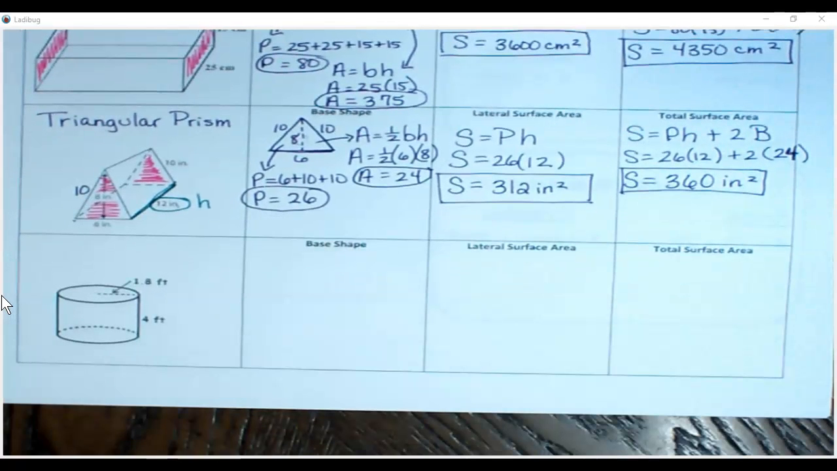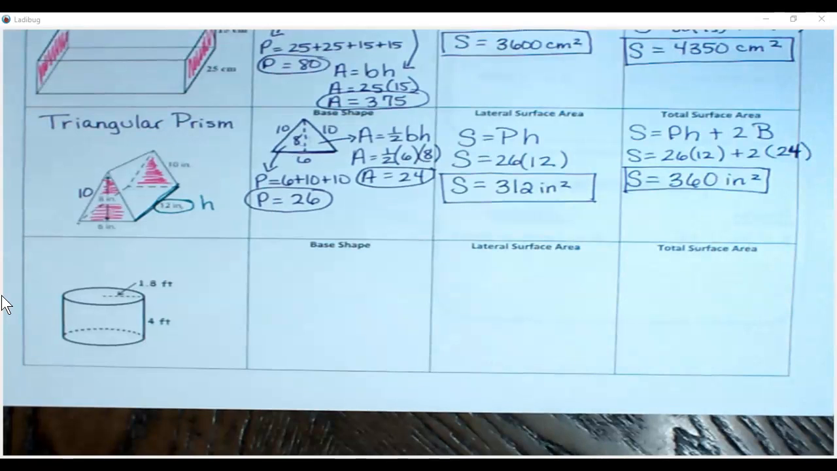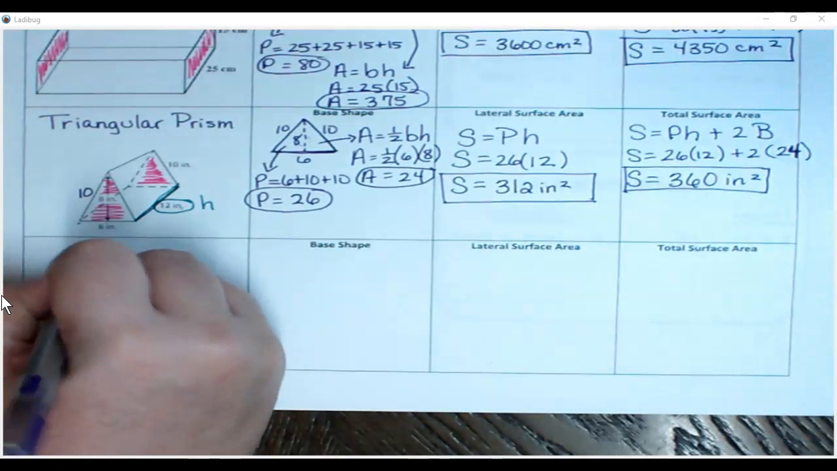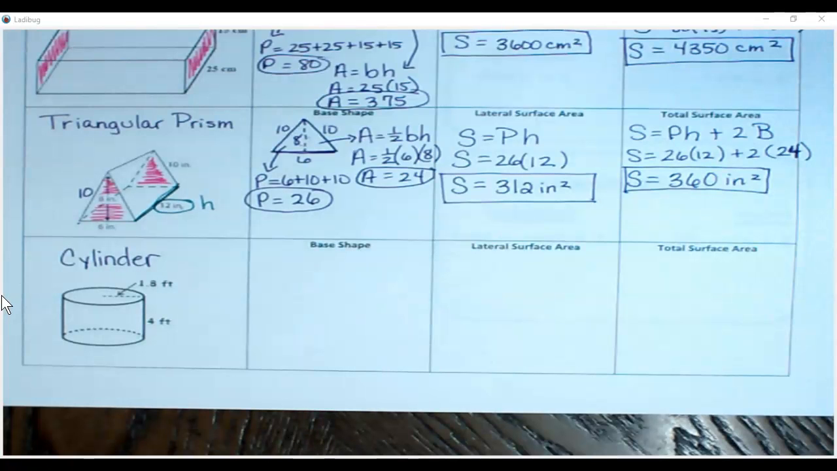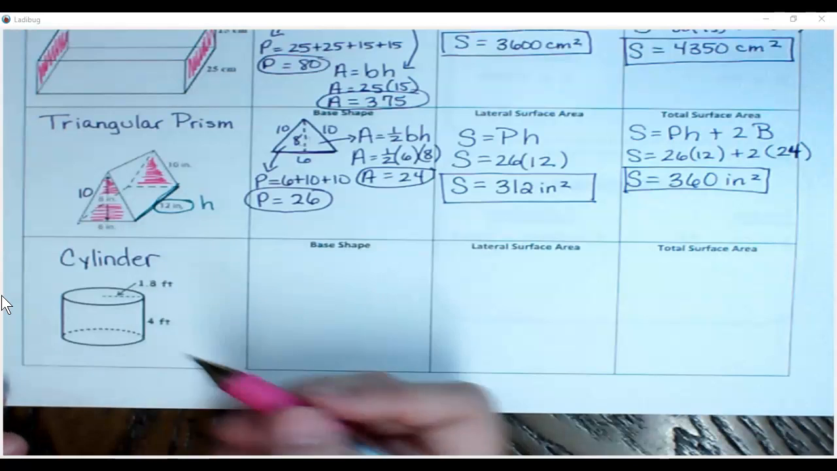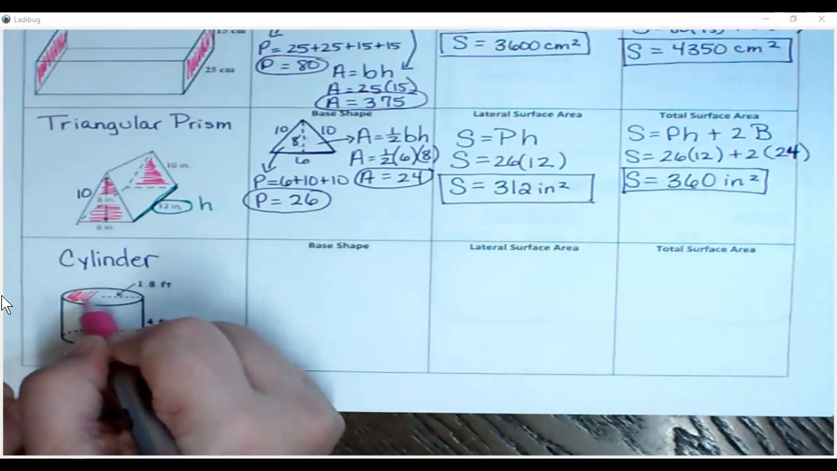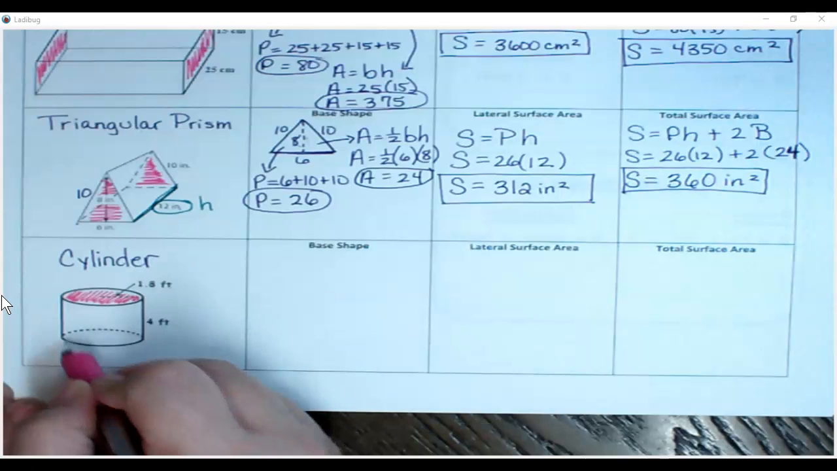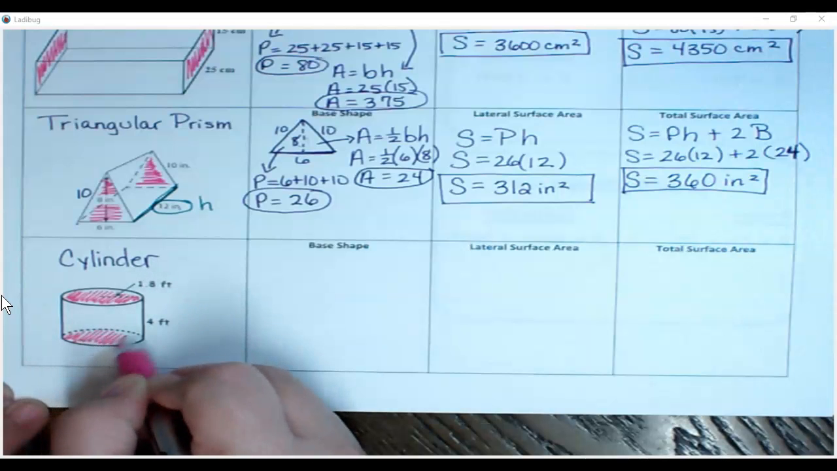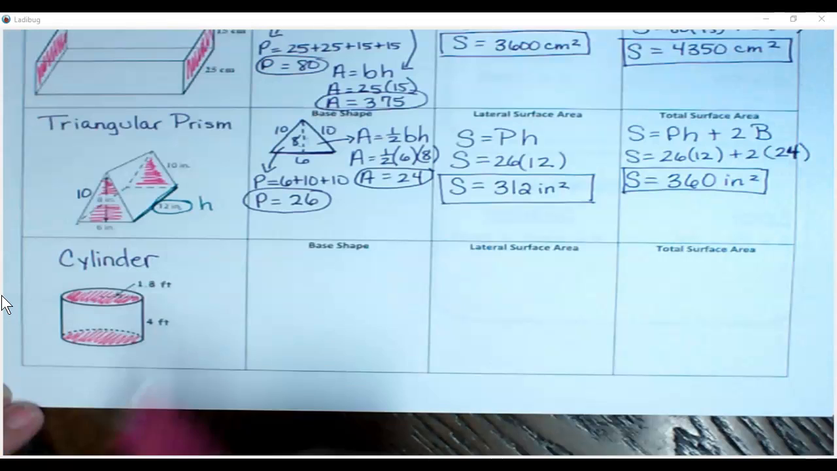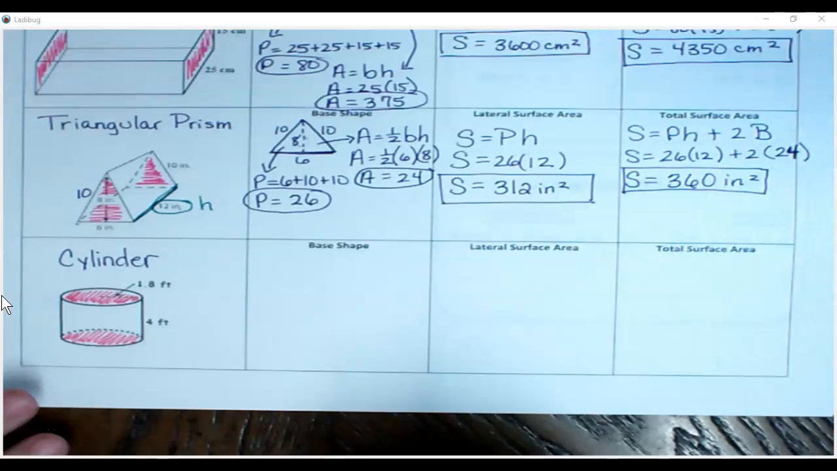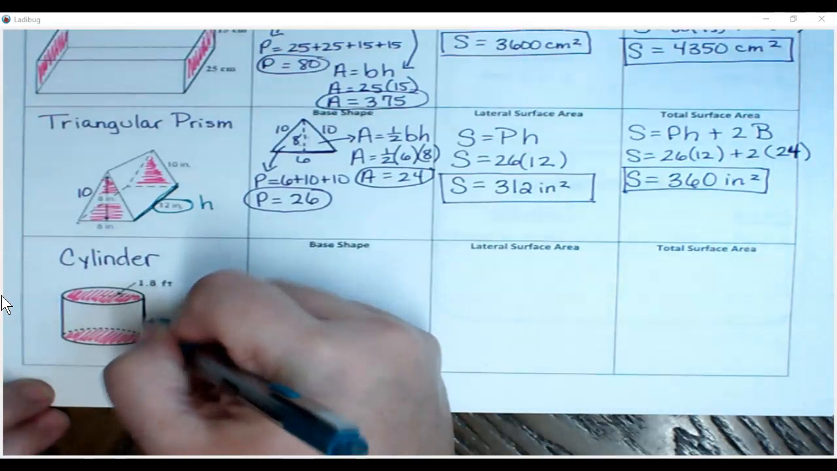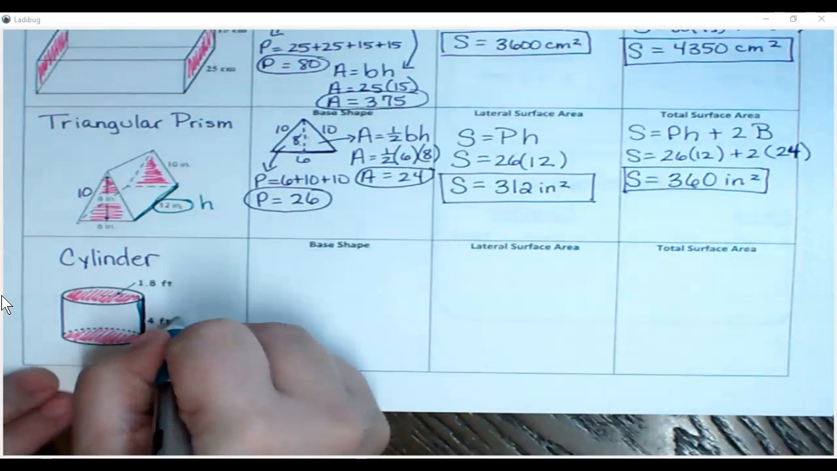Our last example, what is this shape called? It is a cylinder. And in a cylinder, what shape are the bases? Yes, they are circular. So we have a base on top and a base on bottom. Now that we've identified the bases, the distance between them, how far apart the bases are, that will be your height. So that's going to be right here. 4 feet will be your height.